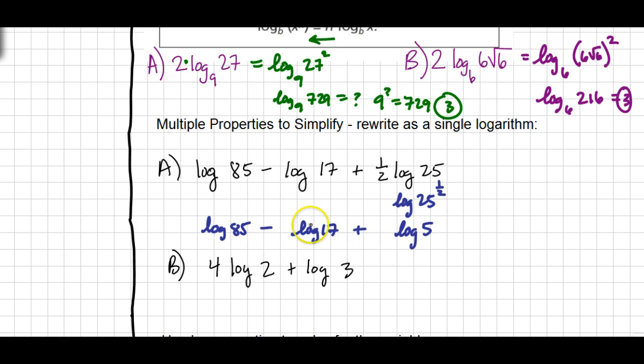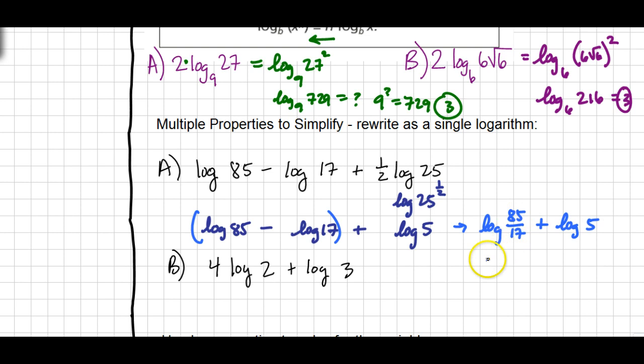Now I've got subtraction and addition, and I want to make sure that I know what priority order to go in. Subtraction and addition, according to the order of operations, carry equal priority. So then what we do to figure out which one to do first is we simply go left to right. So we're really going to do the minus here first, and remember that minus turns into, that's right, division. So I'm going to take log 85 over 17, and then I still have to add on to that the log of 5.